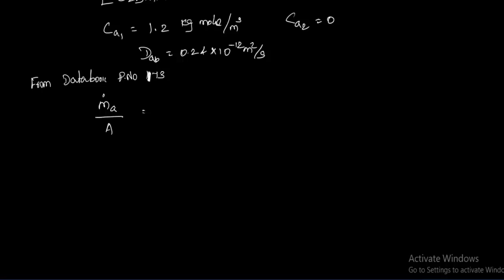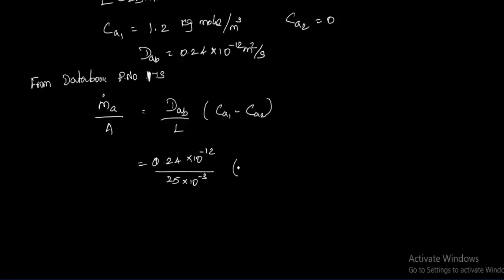In that page number, the formula for molar flux in the plane membrane problem is given as DAB divided by L into Ca1 minus Ca2, right? Substitute DAB as 0.24 into 10 to the power minus 12, divided by length, which is 25 into 10 to the power minus 3, into Ca1 is 1.2 minus 0. You will get the answer as 1.15 into 10 to the power minus 11 kilogram mole per second meter squared. Right? This is the answer.